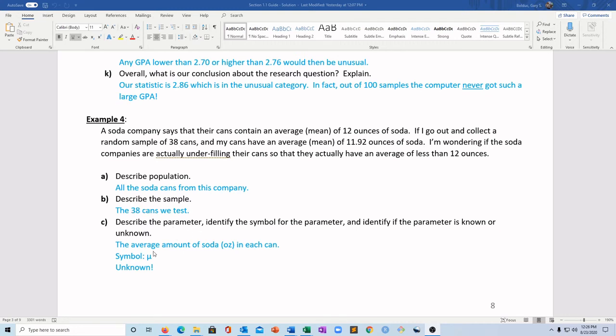What's the parameter? The parameter is, what do I measure about the population? Remember, P and P. What do I measure about the population in order to try to answer my question? Well, if I had all the cans of soda, what would I do? I would find the average amount in each can. Mu. There you go. And that's unknown because it's not realistic to try to get every can of soda.